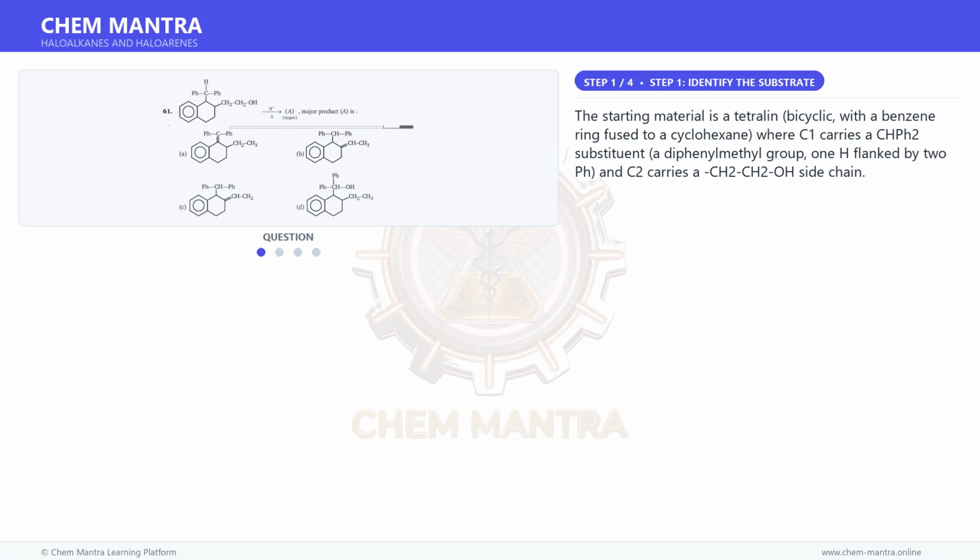The starting material is a tetralin, bicyclic, with a benzene ring fused to a cyclohexane, where C1 carries a CH-Ph2 substituent, a diphenylmethyl group, CH flanked by two Ph, and C2 carries a CH2CH2OH side chain.